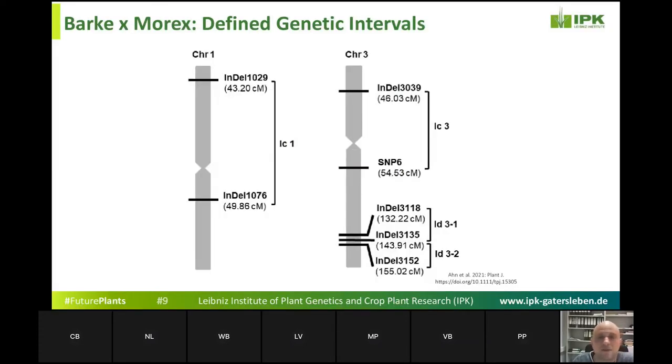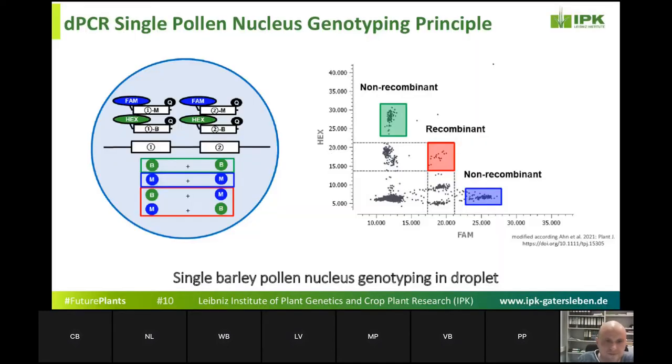As the next step, we decided to define different chromosomal intervals between the hybrid parents, using polymorphic markers and defining genetic intervals on different chromosomes and at different chromosomal locations, such as centromeric and distal regions of the chromosomes. That would allow us to measure the frequency of recombination events within these genetic intervals. So the procedure is depicted here, how we do this.